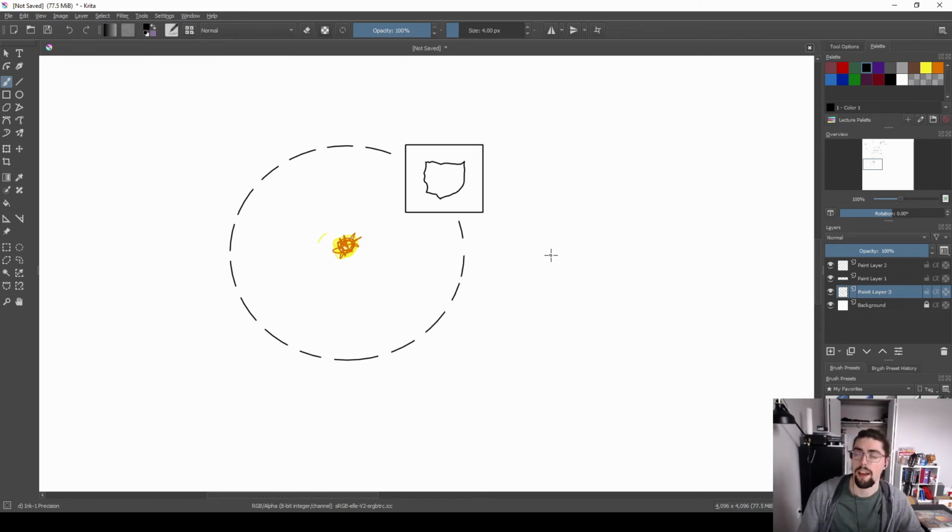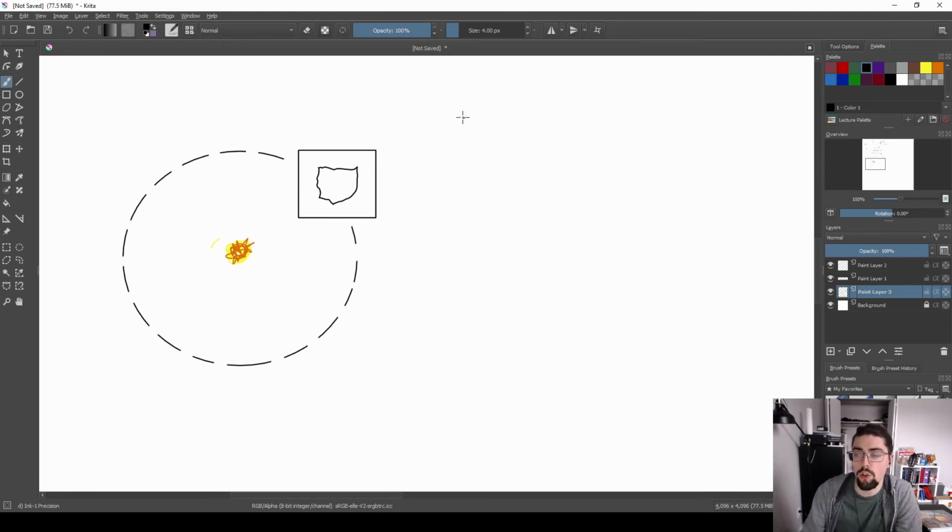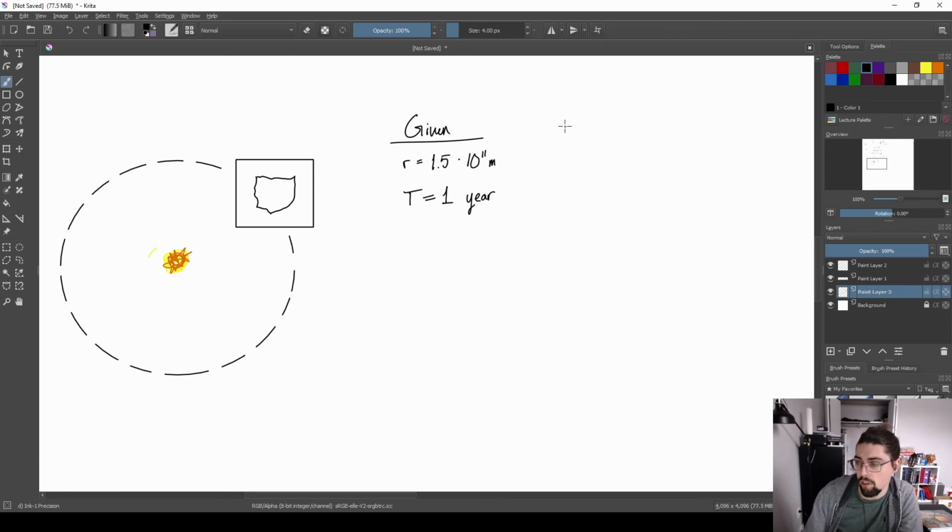So, jokes aside, let's actually talk about what we've got here. We're really only given 2 values, and we're asked to solve a few different things based on that. We are given that the radius, first, is 1.5 times 10 to the 11th. And that is measured in meters, an important unit. But we also know that the period of this rotation is 1 year. And I'm just going to use 365 days. We're asked to find 3 different things: the tangential velocity, the angular velocity, the centripetal acceleration.